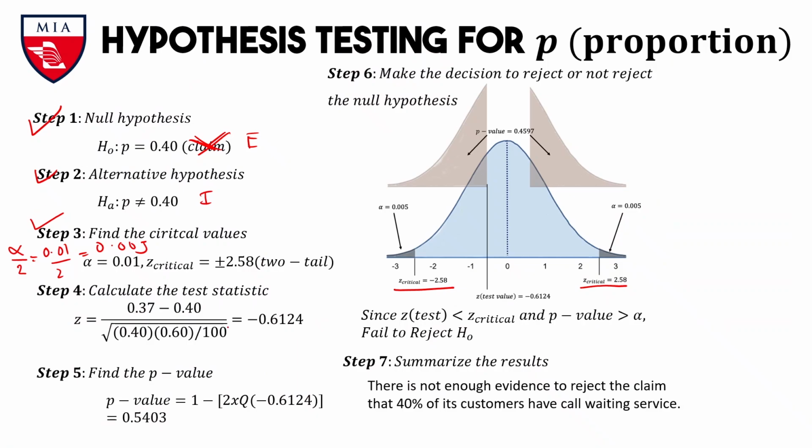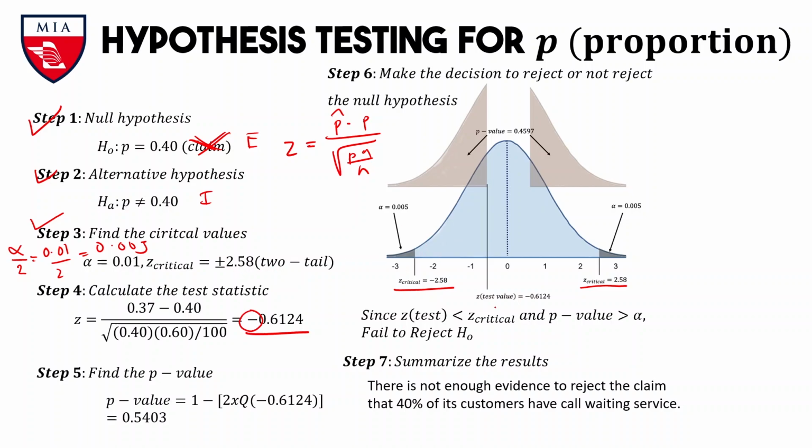So let's calculate the test statistic using the formula. Like I said, z is equal to p hat minus p all over the square root of pq all over n. So we have this answer, negative 0.6124. Like I said earlier, we depend on the sign of our z-test or t-test. In this case, we have negative. Therefore, we will use the negative value here in our two-tailed.